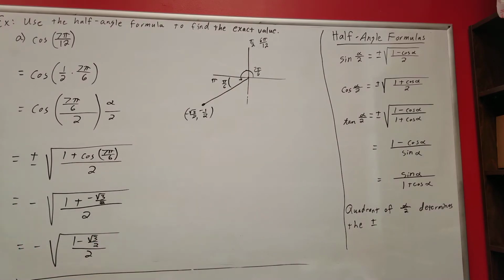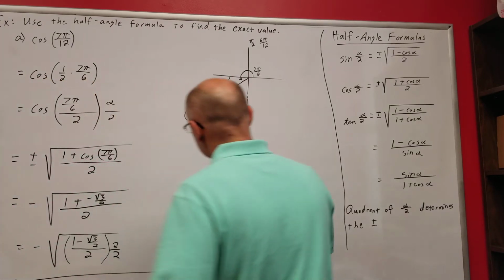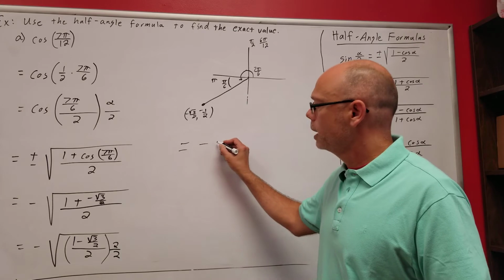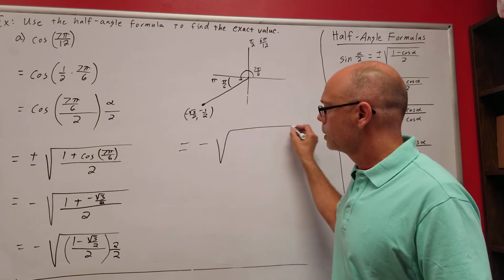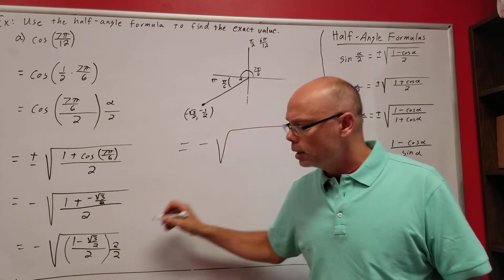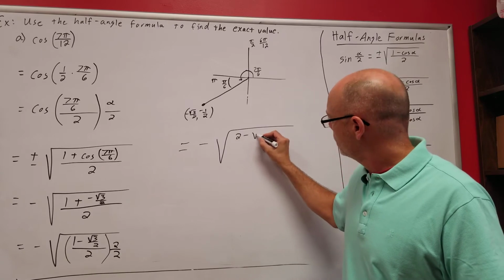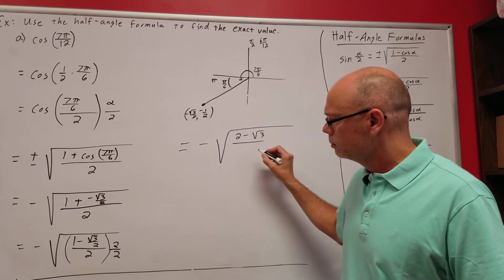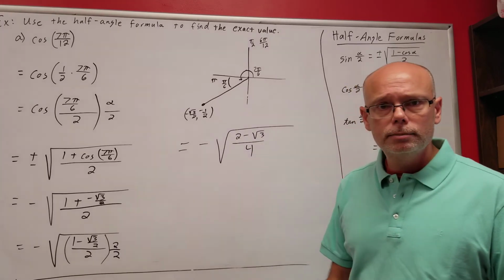Now again, I do not like having fractions over fractions, so I'm going to multiply by the least common denominator up top, which is 2. So I'm going to multiply the top and the bottom by 2. Alright, so I still have a negative sign. I'm going to have the square root of, if I distribute 2, I get 2 minus square root of 3 all over 4, right?